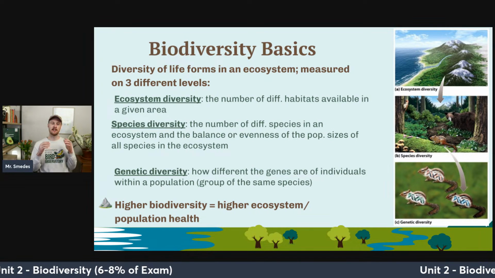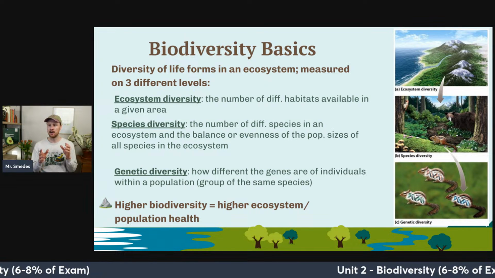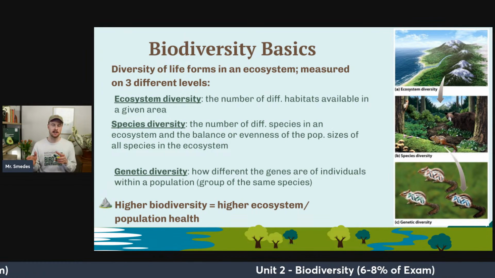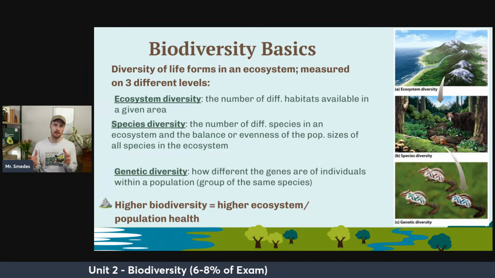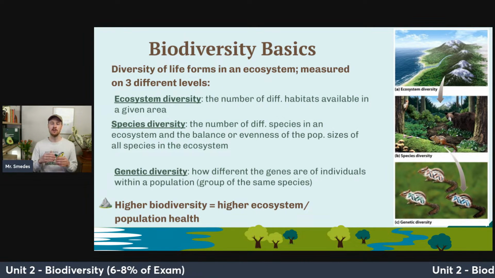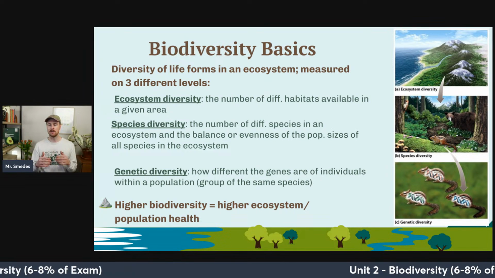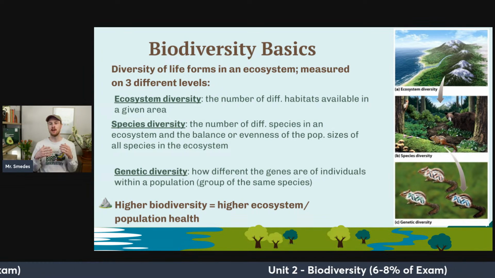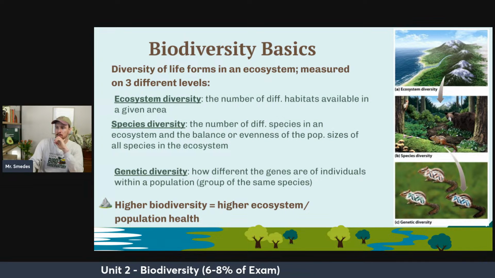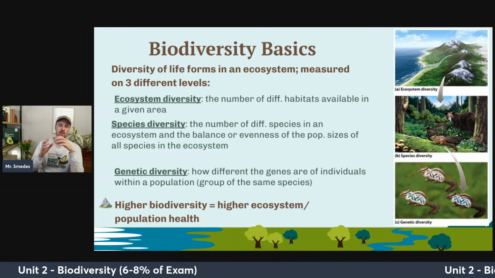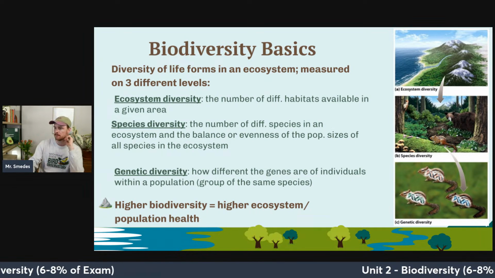So the key, what I'm trying to focus on here with biodiversity, is that everybody knows what it is. And so they fall into the trap of familiarity. They think, oh, I know what biodiversity is, I don't need to study it. What you need to focus on is, why does biodiversity matter? Why is it beneficial to ecosystems? And that's what I want you to take away from here. The ecosystem is more stable when it's more biodiverse.